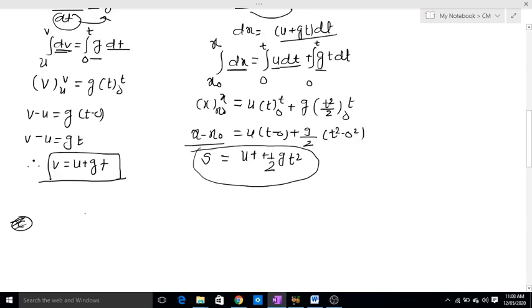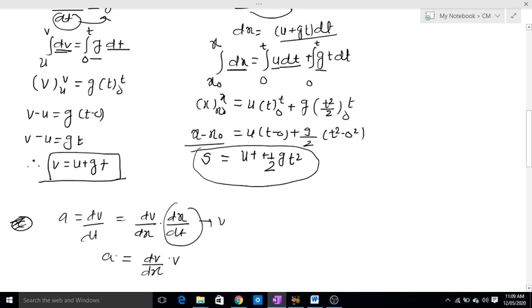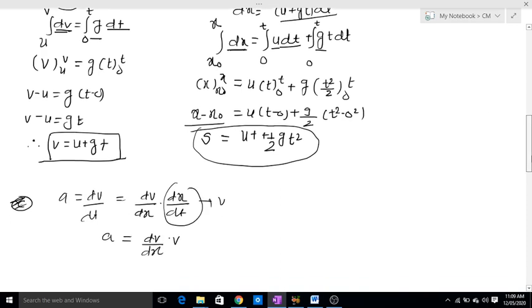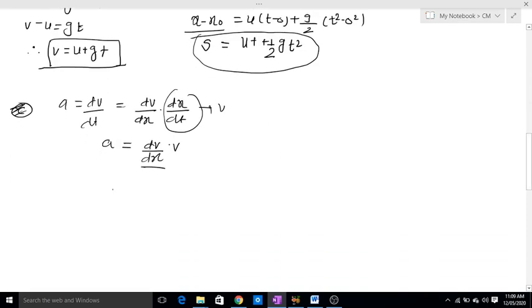Third kinematic equation. As you know that acceleration is equal to dv by dt. Now, I am going to adjust dx here. Yes, I can write it like this. Now, dx by dt is nothing but velocity, therefore dv by dx into v is the acceleration. Now shift this dx to the left hand side, into dt. This implies v dv equals a into dx.